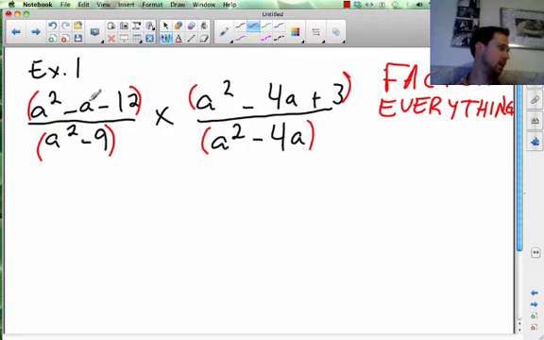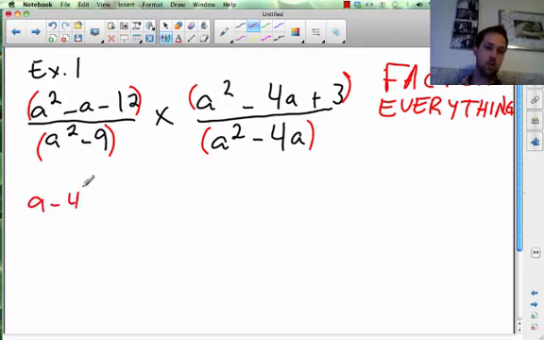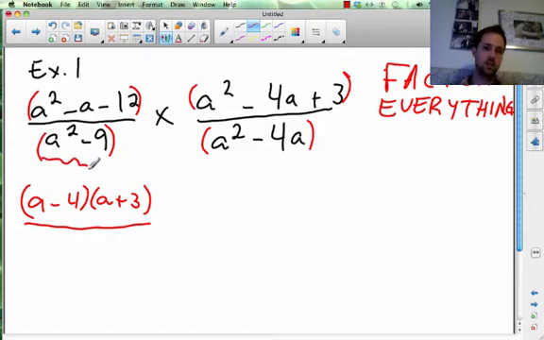So let's take a look at our numerator. a squared minus a minus 12. You can use your sum and product here. Two numbers that multiply to give you negative 12 and add up to negative 1 would be minus 4 and positive 3. So a minus 4 times a plus 3. This here is a difference of squares. We've seen a lot of these. So that is a plus 3 times a minus 3.